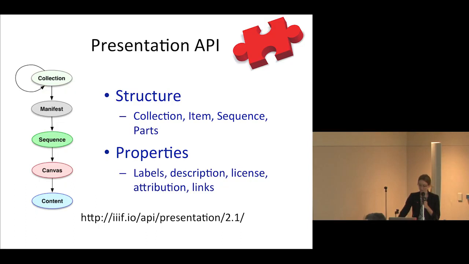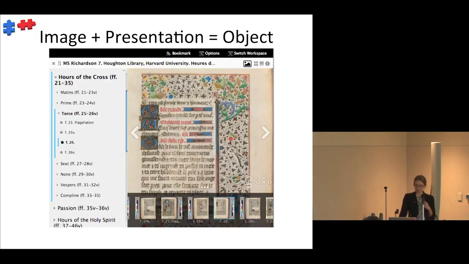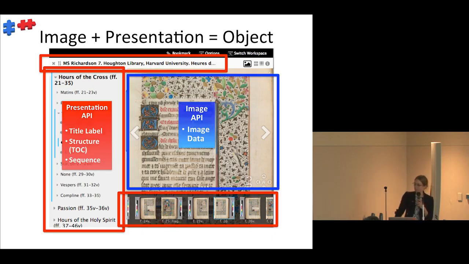images that you're showing. So when you put the two APIs together, you get something that looks like this, with the image pixels in blue, coming from the image API, and then everything in red is coming from the presentation API: the title, the table of contents, and the image thumbnails.